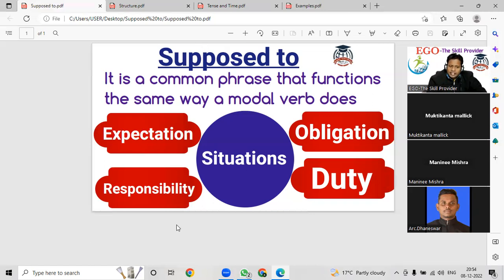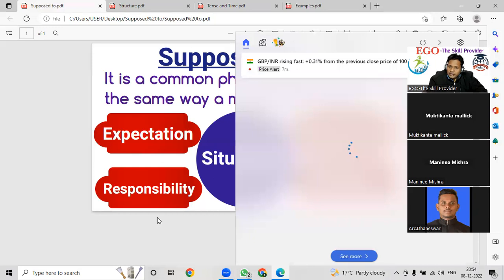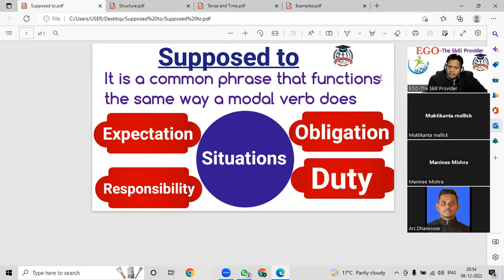Okay. And responsibility. What is responsibility? Responsibility is something that you can use whenever there is some duty or responsibility. Look, duty and responsibility almost, it looks very confusing. That's why expectation, duty, responsibility, obligation: these are very confusing words and confusing modals also.